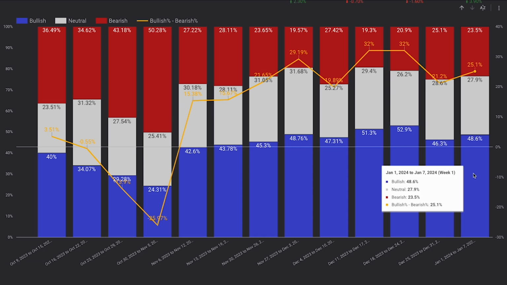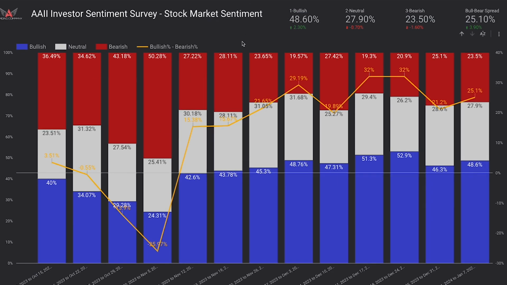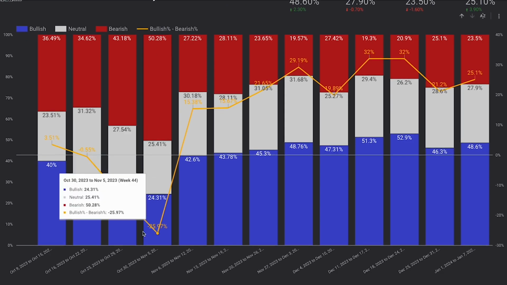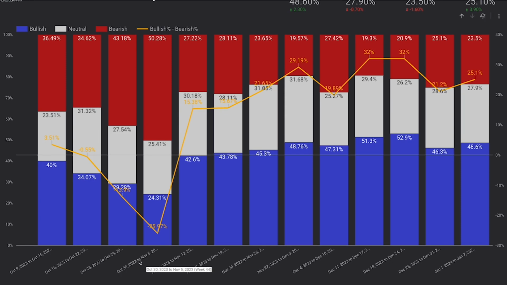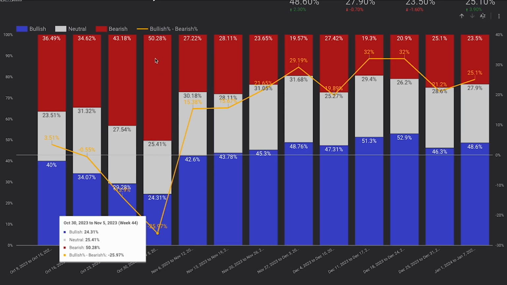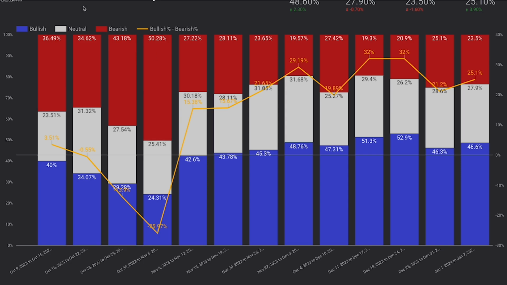So this is kind of a cool another feature that you can see here where we're taking, again, the AAII Investor Sentiment Survey. Overall, bullish or bearish on the stock market. We can see here, this is when they were bearish on the stock market, was the week of October 30th. We can see that 50% of investors were bearish on the stock market. And how about we compare this to what the S&P 500 is actually doing? So I'm going to pull the S&P 500 up.